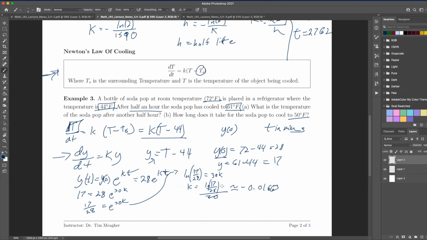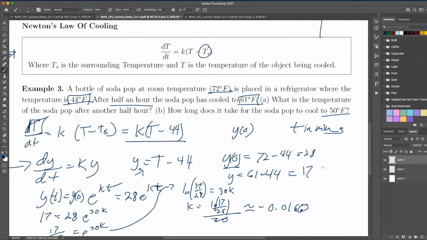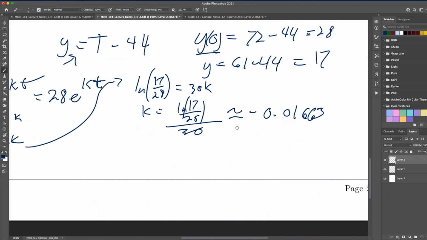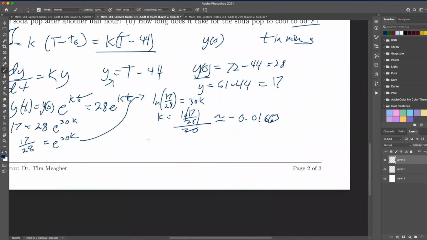All right, so here we have this. What is the temperature of the soda pop after another half hour? And so here we're just going to solve the other two things. I don't need that much space. I guess I'll just zoom on in. Now I have room to do what I want. I'll just do this. There we go.